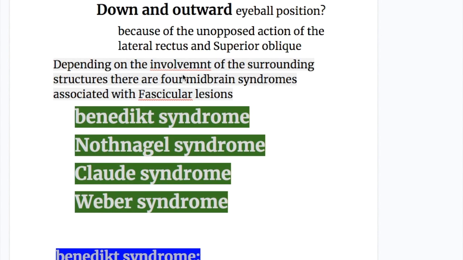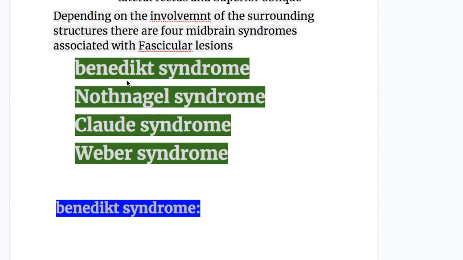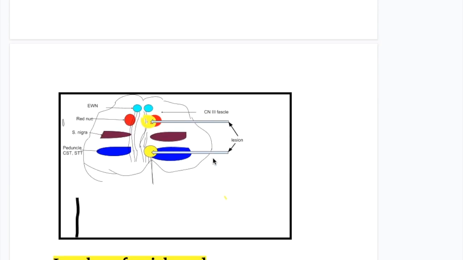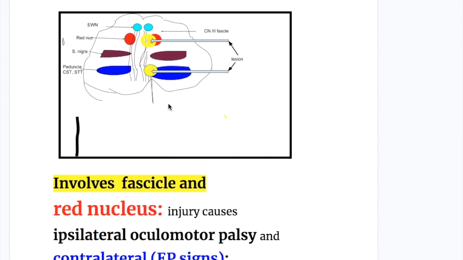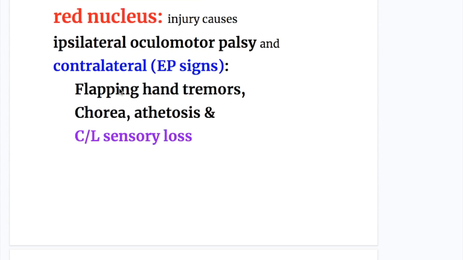Depending on the involvement of the surrounding structures, there are 4 midbrain syndromes associated with fascicular lesions. They are Benedict Syndrome, Nothnagel Syndrome, Claude Syndrome, and Weber Syndrome. What happens in Benedict Syndrome? Benedict Syndrome involves the oculomotor fascicle and the medial half of the red nucleus. So the injury causes ipsilateral oculomotor palsy and contralateral extrapyramidal signs. Because of the involvement of the red nucleus, there are flapping hand tremors, chorea, and athetosis.